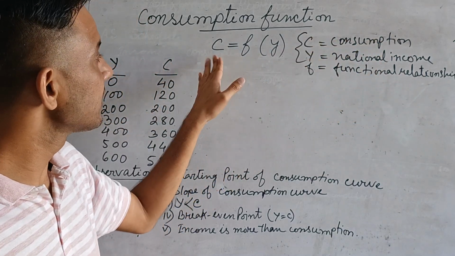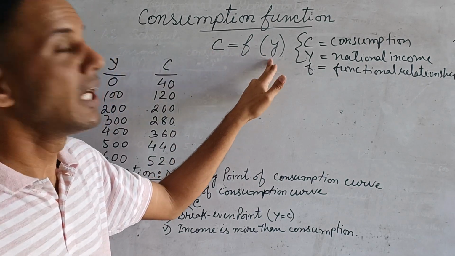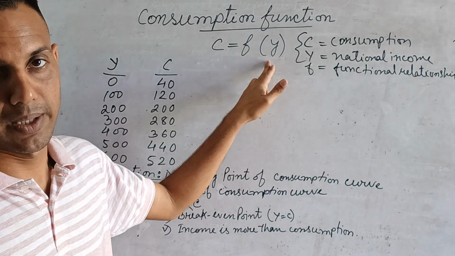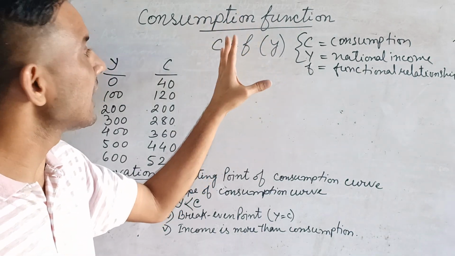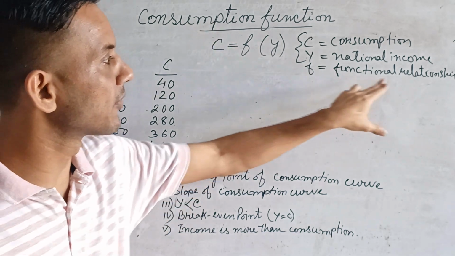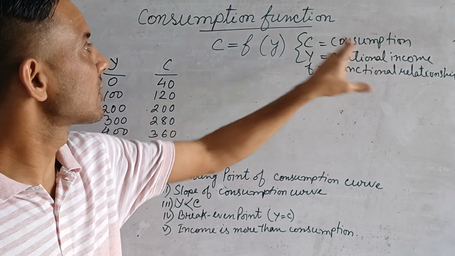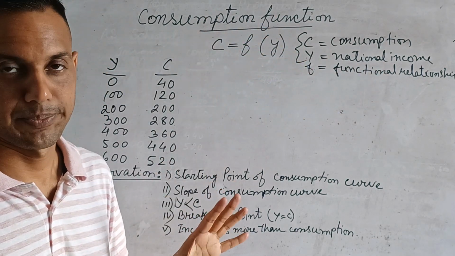So in here, see this left hand side, C depends on national income or income. So this is called the consumption function. So what I said, that functional relationship between consumption and national income is called the consumption function.